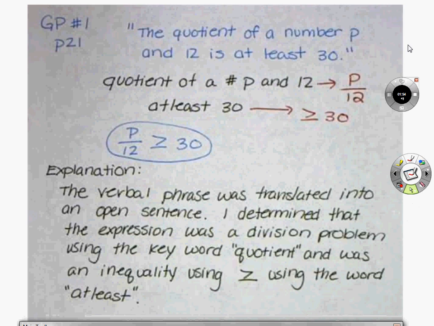Alright, our first guided practice question is going to be number 1 on page 21 in your textbook. The main portion of the question, or at least the thing that we need to look at, is: the quotient of a number p and 12 is at least 30.